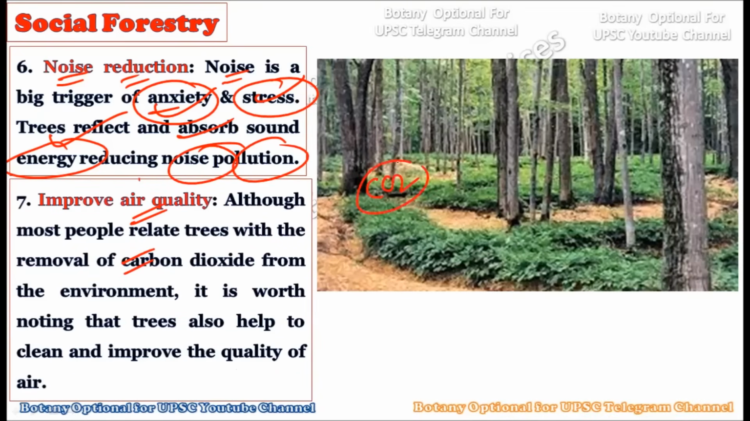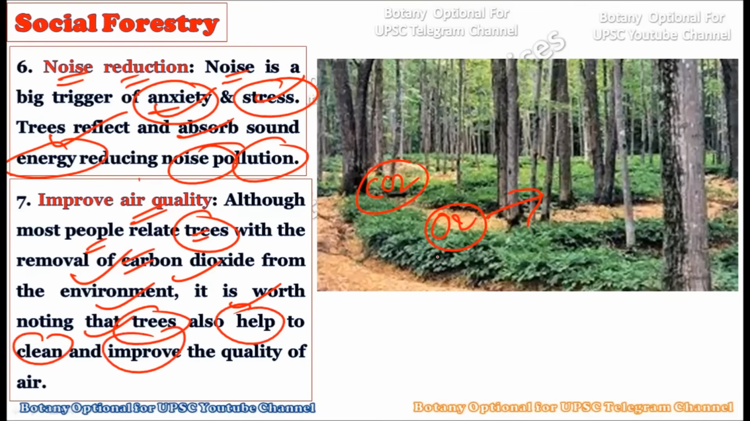In the process of photosynthesis, CO2 is absorbed and O2 is released, and hence a large amount of O2 is present in the environment. It can really help to clean the air. So air pollution is also reduced due to the trees planted in social forestry. Most people relate trees with the removal of carbon dioxide from the environment, but it is worth noting that trees also help clean and improve the quality of the air. Whatever dust is coming along with the wind can be stopped by these trees, and hence the air will remain purified in that area. Plus the large quantity of O2 production, and hence all of these points improve the air quality if you are living near the forest.